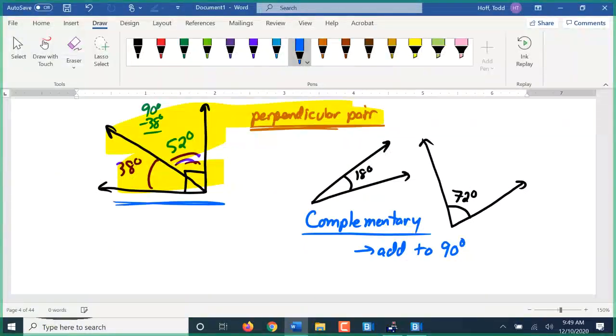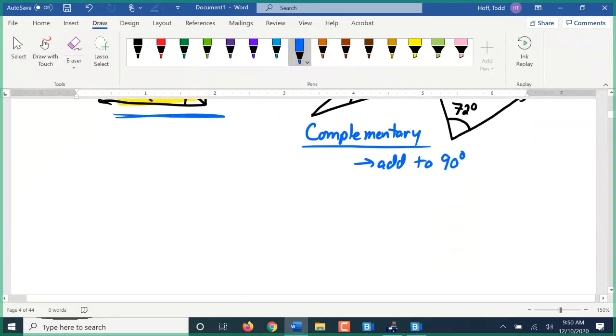These are still complementary. All perpendicular pairs are complementary. It's a special case of complementary. But in general, complementary angles do not have to be adjacent. Like I said, that term perpendicular pair is not something we're going to be tested on in this class, but I wanted to throw it out there as that special case.